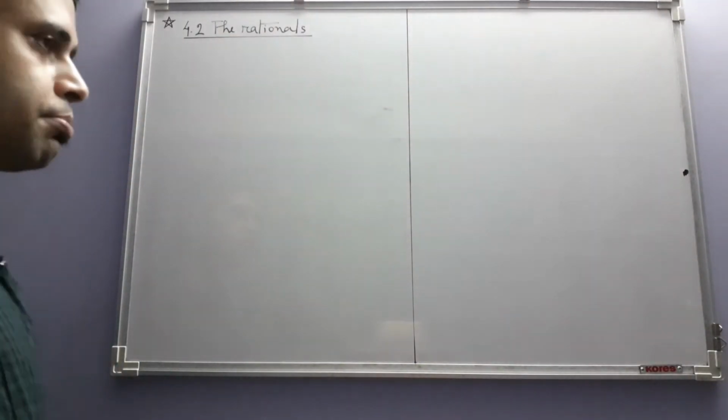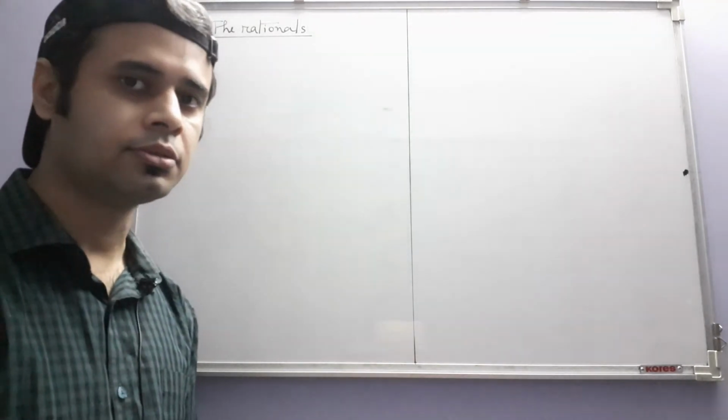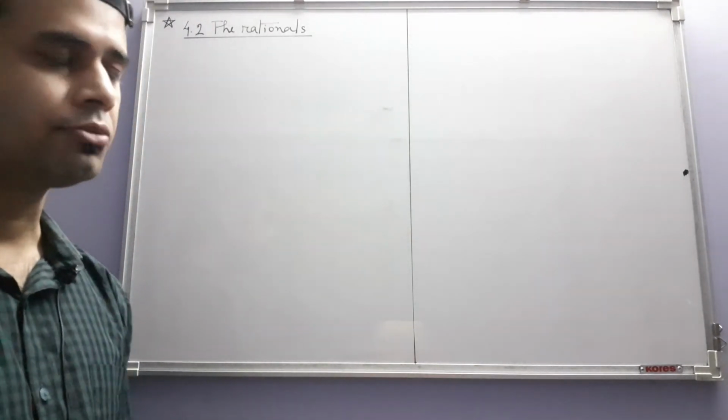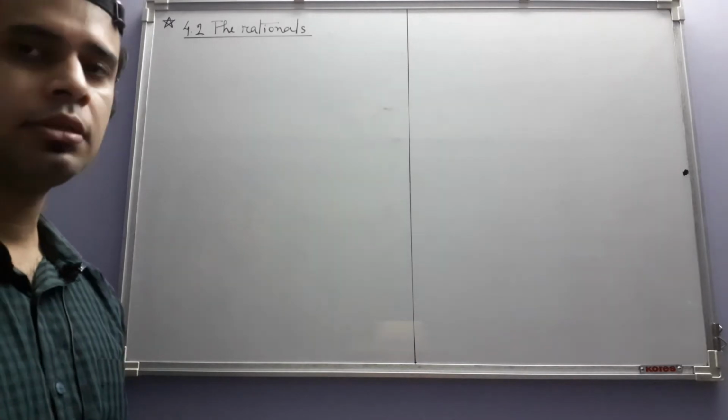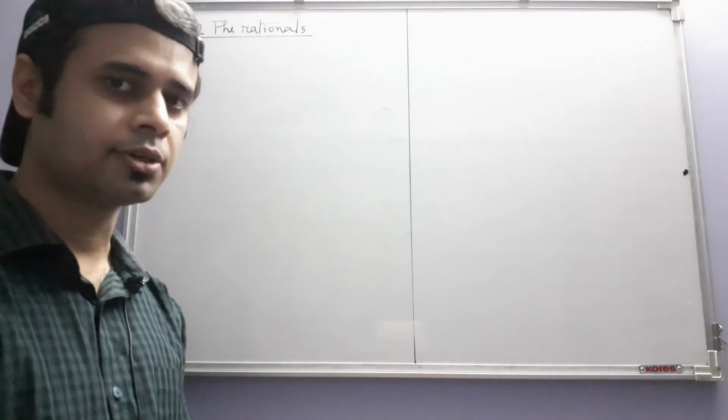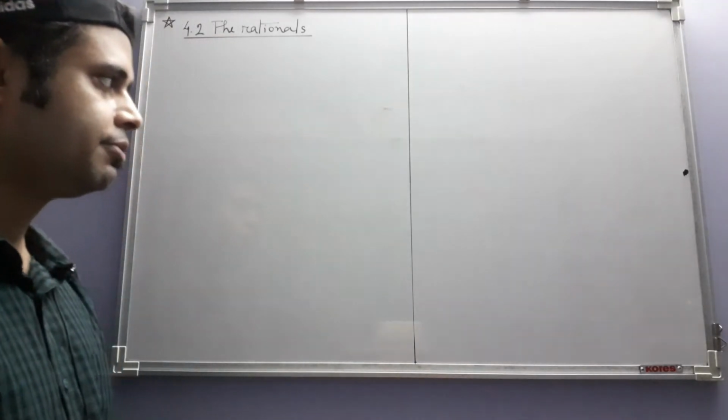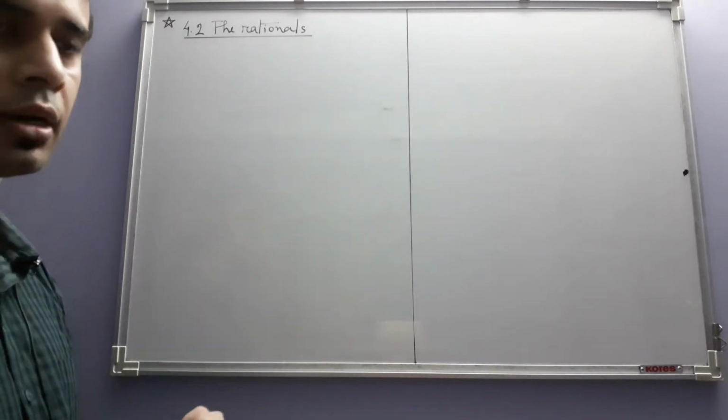Let us start a new section, section 4.2. So here we are going to develop the system of rational numbers, just like in the previous section we developed the system of integers. Let us briefly recall what we did there.